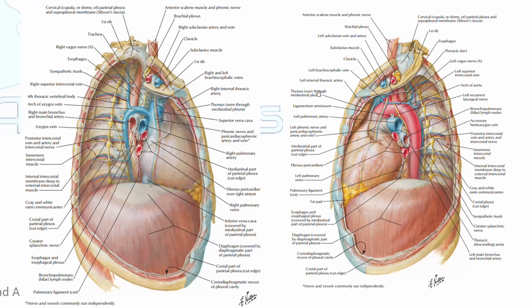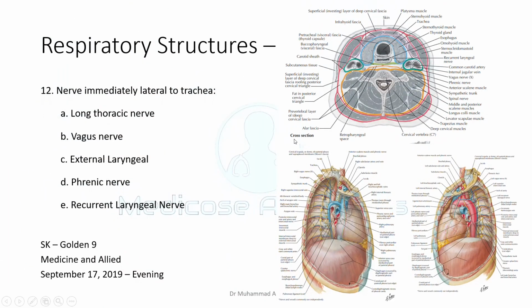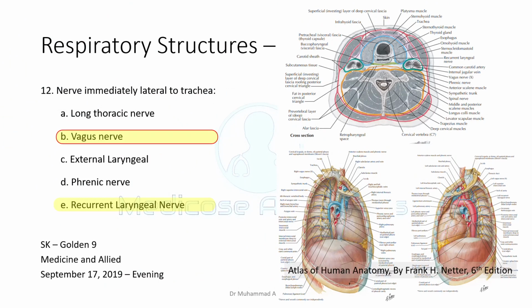The left vagus is separated from the trachea by the arch of aorta and its subclavian and common carotid arteries. So whatever answer is correct, the recurrent laryngeal one is given in the key, and I am also advocating it. I'm just saying you should know the story and wait for a good MCQ, and in any MCQ you will be given a hint about what they are asking and where they are asking about.